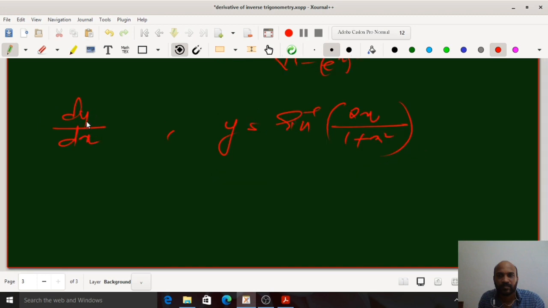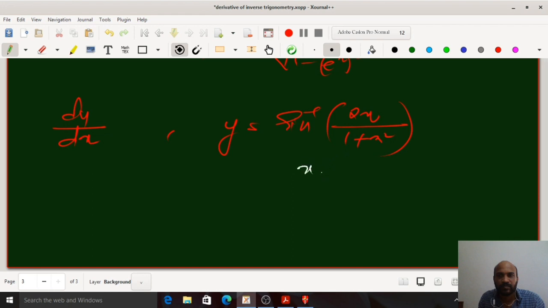Now consider another question: find dy by dx, y equal to sine inverse of 2x by 1 plus x square. Actually the term inside the bracket is a complicated term. If you are using the combination formula it will be difficult. So if the question is of this kind, our method is first you have to change the function into its simplest form, that we studied in the inverse trigonometry chapter. By using a proper substitution for x, we can convert this sine inverse 2x by 1 plus x square into one simplest form. After that you have to differentiate.